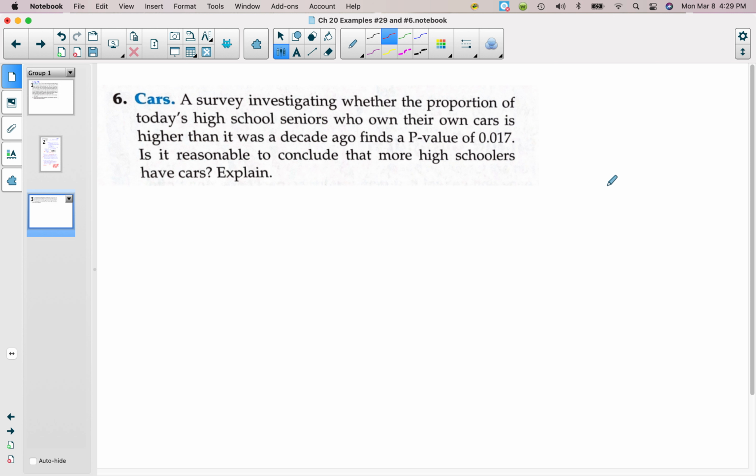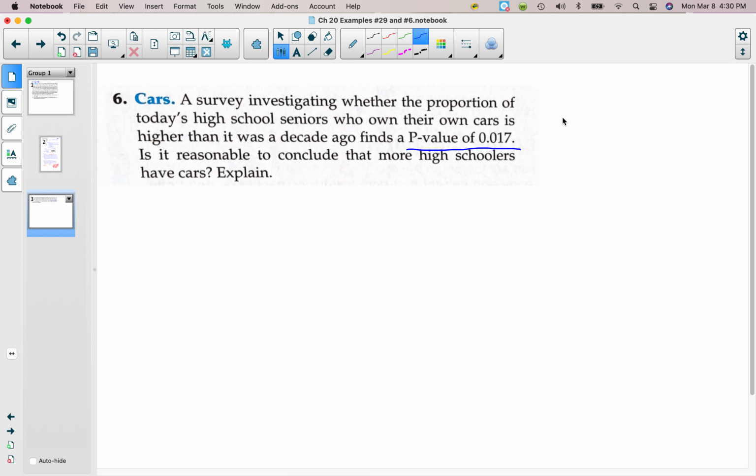The next problem I want to talk about is number 6 in your textbook. A survey investigating whether the proportion of today's high school seniors who own their own cars is higher than it was a decade ago finds a p-value of 0.017. Is it reasonable to conclude that more high schoolers have cars? Explain.